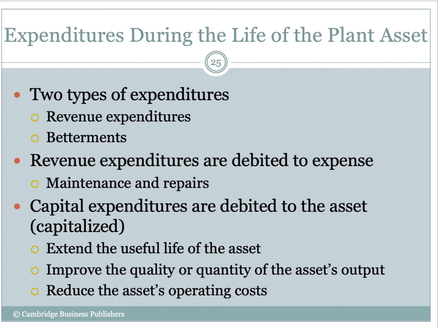So revenue expenditures are things like maintenance and repairs. Very simple, low-cost expenses that we incur because we have a machine or property or plant, whatever. And it's just normal maintenance, normal repairs, things that we have to fix due to wear and tear on the equipment. Okay, when we have a revenue expenditure, we actually just debit an expense. The expense we debit will be repairs and maintenance.